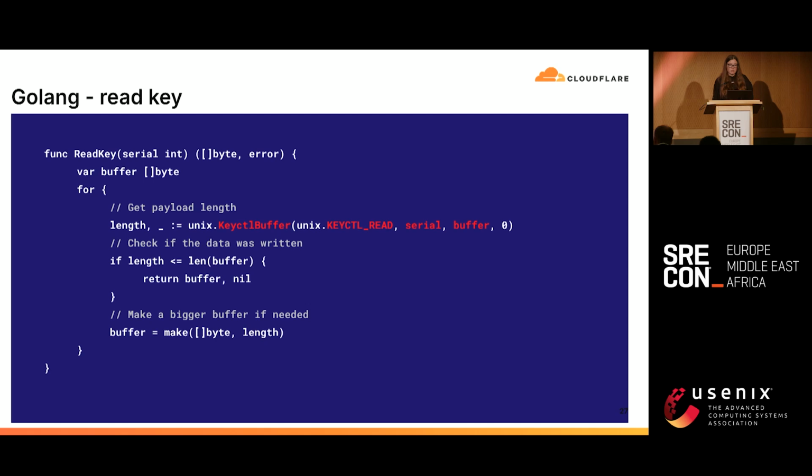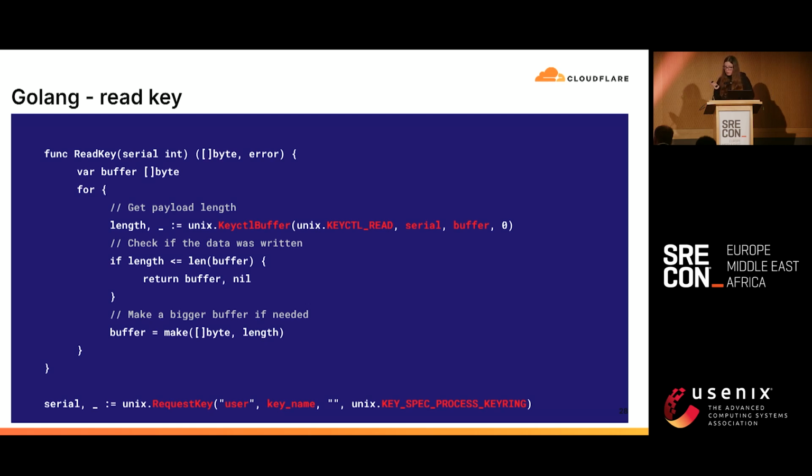This function reads the key payload from the Linux kernel. It doesn't have a dedicated function in the Unix package, but we can easily implement it with a system call. The system call is keyctl read, with the serial and the buffer where we want to read our key payload.